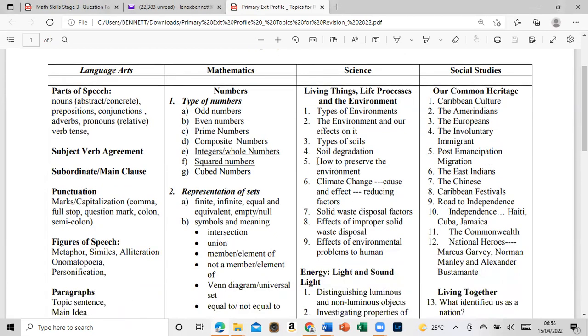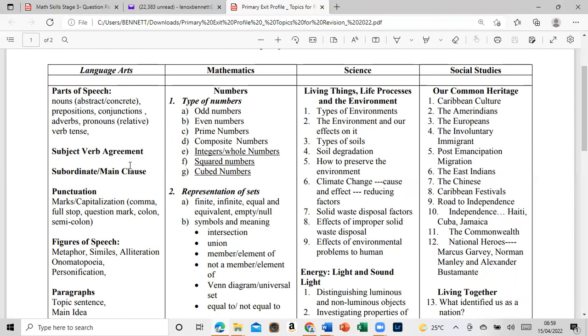All right. So look at the language and the parts of speech like nouns, abstract, concrete, preposition, conjunction, adverb, pronoun, relative, and verb tense. Right? So subject and verb agreement, you know about that, singular and so forth. Subordinate and the main clause, punctuation. So make sure you go through that with them. Capitalization, comma, full stop, question mark, colon, and semicolon, and so forth.